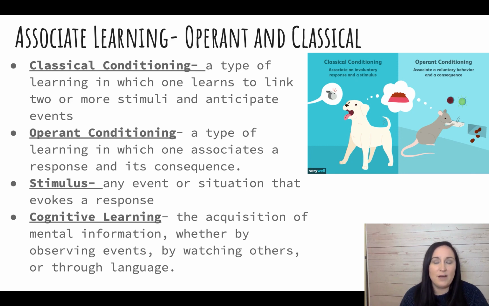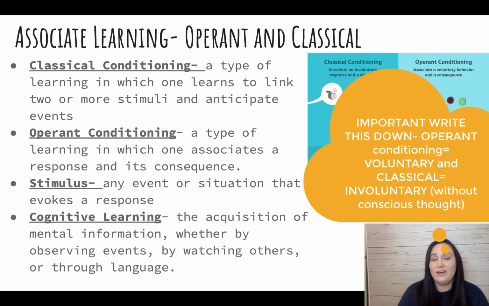So let's talk more about these associative learning styles. Classical conditioning, again, is just linking two or more stimuli in anticipation of an event. And that's what we're talking about today. Operant conditioning is when we're associating a response to a consequence. So the mouse here is pushing a lever, and that behavior is producing a consequence of food coming out of that hole.